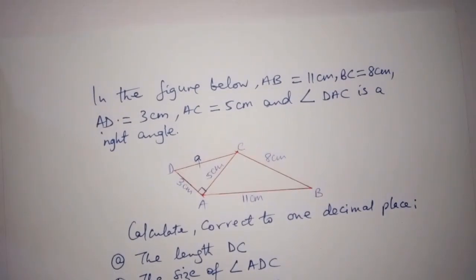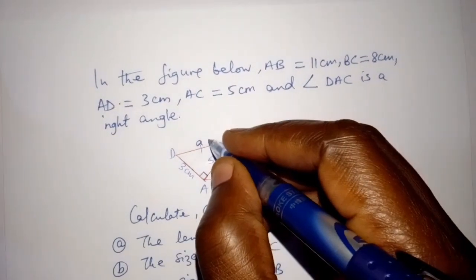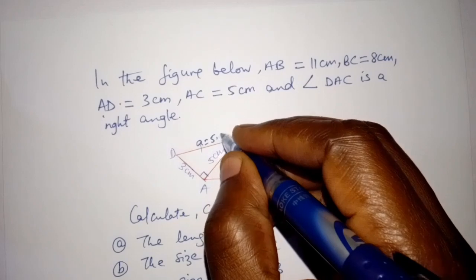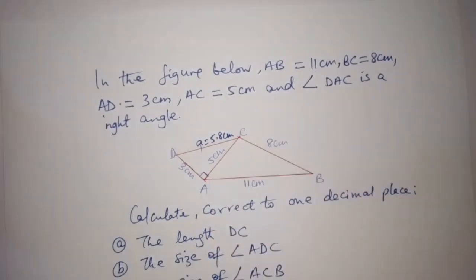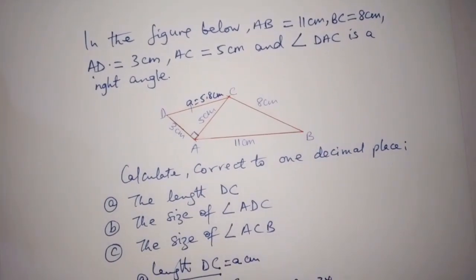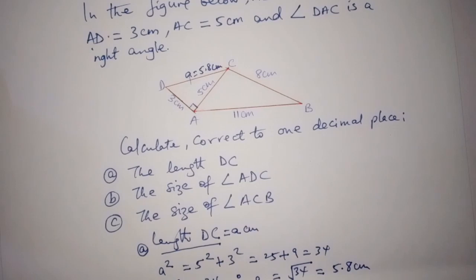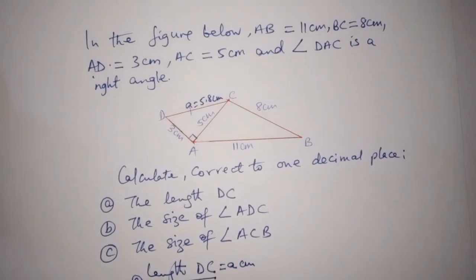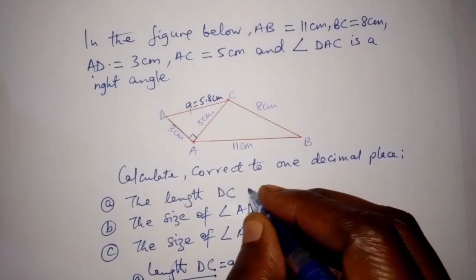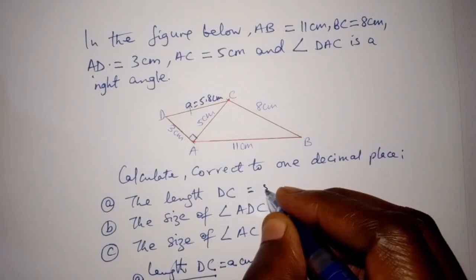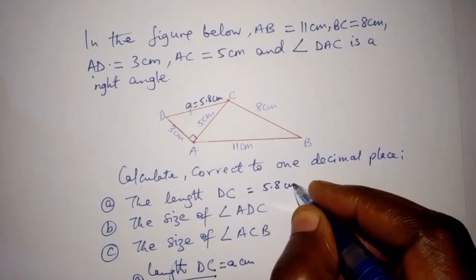So here our a is 5.8 centimeters. So the length of DC is equal to 5.8 centimeters.